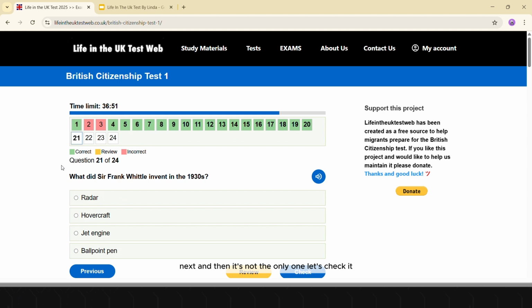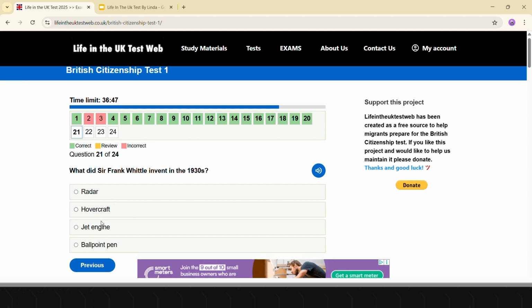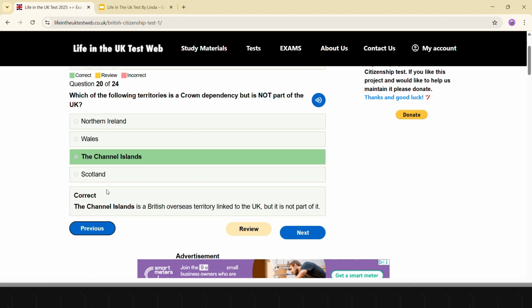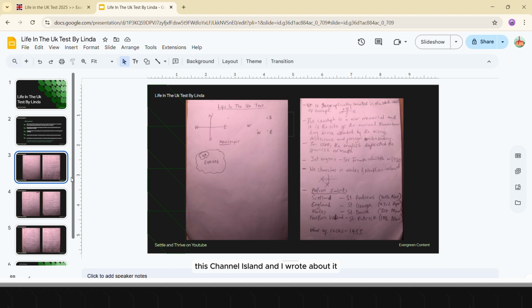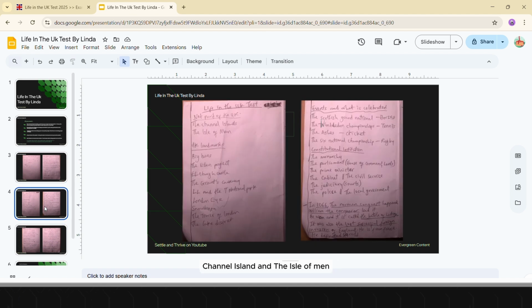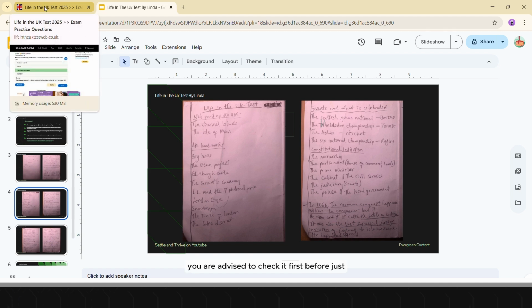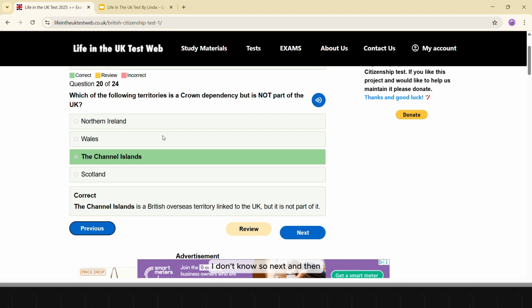Next. And then it's not the only one. Let's check it. Is it going to go previous? This Channel Island, and I wrote about it. Channel Islands and the Isle of Man. So the Isle of Man is not part of the UK. That is what this note is for. Just check it. You are advised to check it first before just, I don't know.